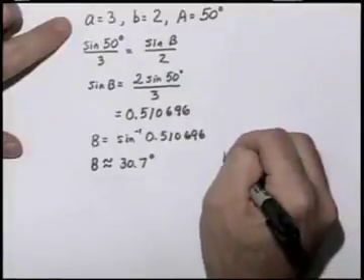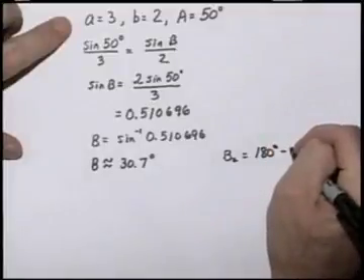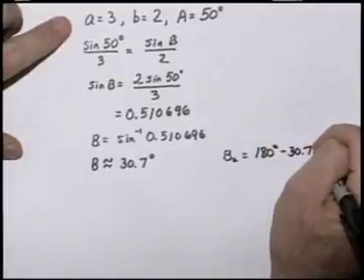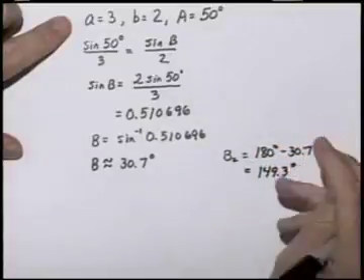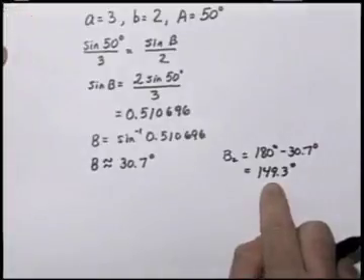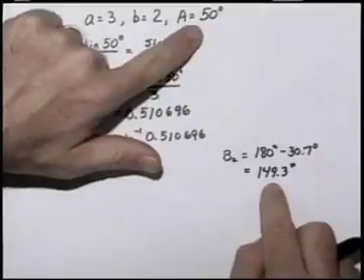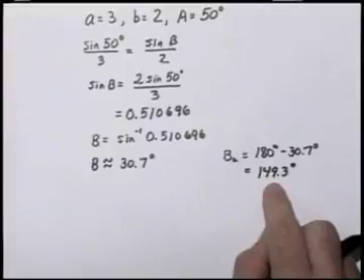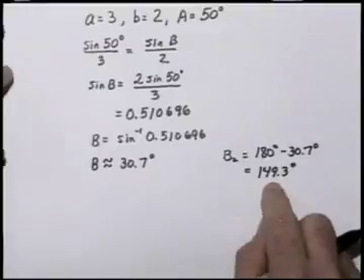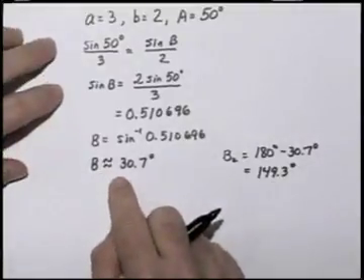I try and find an obtuse angle B2 by taking 180 degrees minus the 30.7 degrees. And I would get 149.3 degrees. Now I know for sure that this can't be the case because 149.3 degrees plus 50 degrees is 199.3 degrees, which is bigger than 180 degrees, the sum of the interior angles of a triangle. So I have angle B is 30.7 degrees.